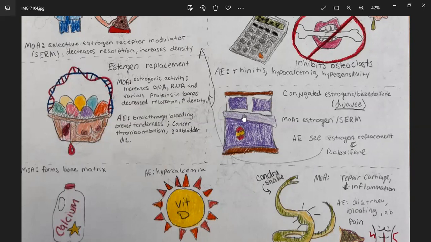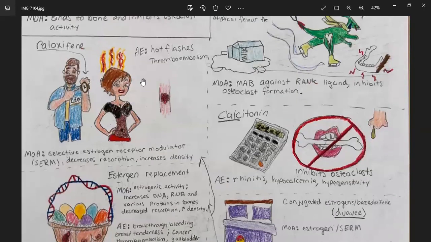Here we have a bed with a blanket, or a duvet, on the bed. So duvet, literally like duvet. And there's an Easter egg on there because this is a conjugated estrogen slash bazedoxifene. Again, the mechanism of action is estrogen and SERM. So if you think a man and a woman go to bed, man SERM, woman estrogen, use your imagination. They have all the same adverse effects as this picture up here.